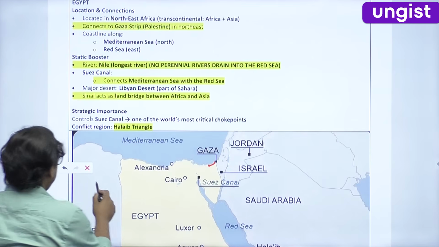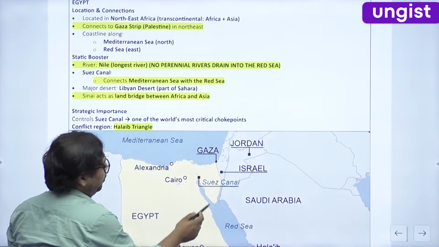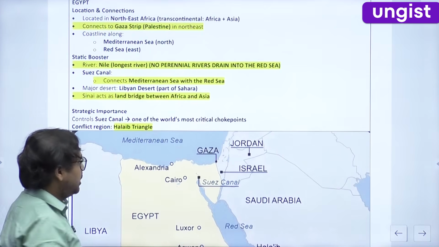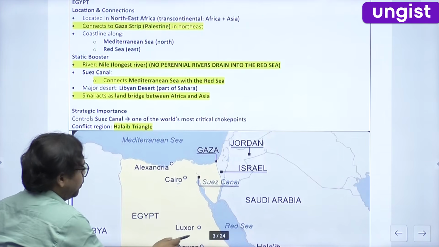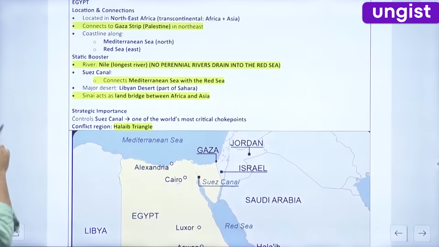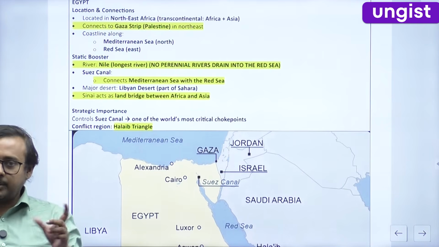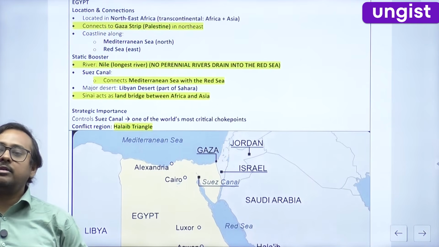Okay. And lest we forget, we have to say that it controls one of the most important choke points. It connects the Mediterranean with the Red Sea, right? Very important area, Mediterranean and the Red Sea. Okay. Now, UPSC question. Does any river, UPSC has not used the word perennial, does any river flow into Red Sea?